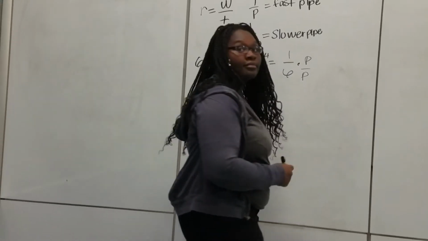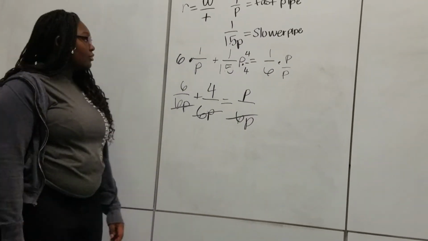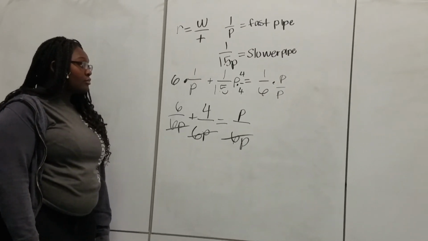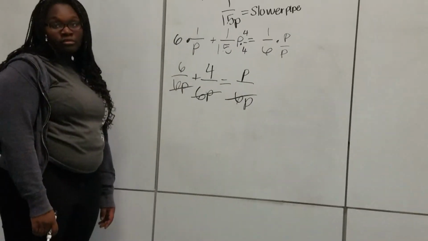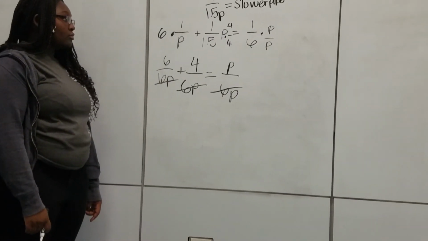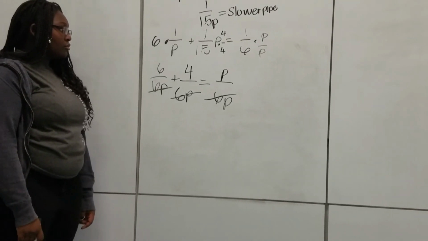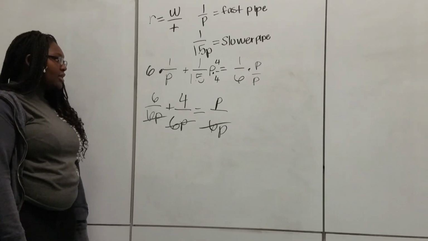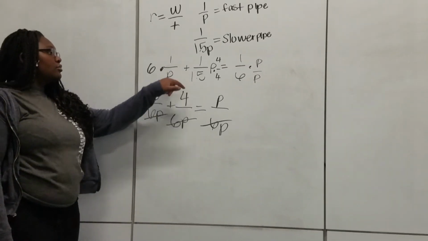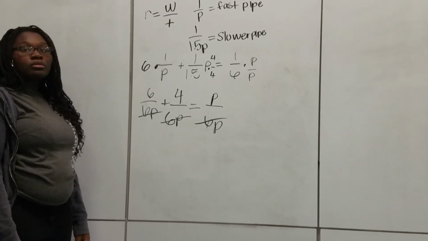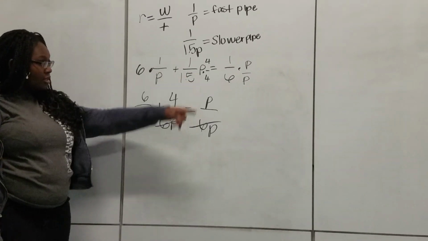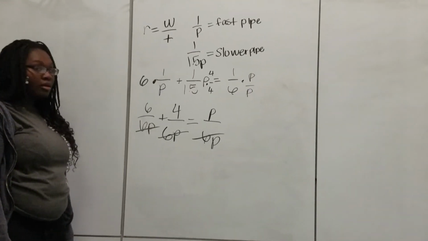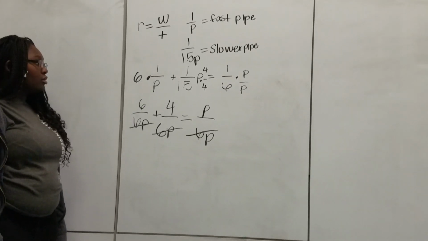Oh, wait, I got it. You multiply times 4 times P. You multiply times 4 because you're trying to get the same denominator, because you're adding fractions. So how does that give you the same? Why don't you just multiply these two? No, because of that one. The 6? Yeah. So why 4? Because 4 times 1.5 is equal to 6.